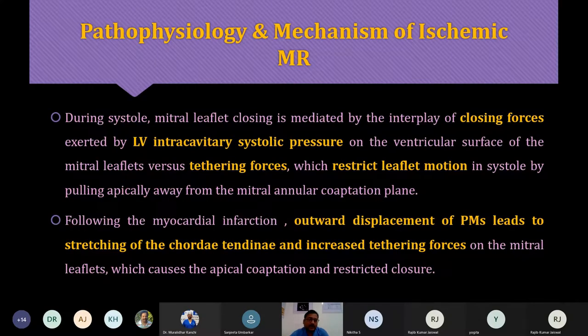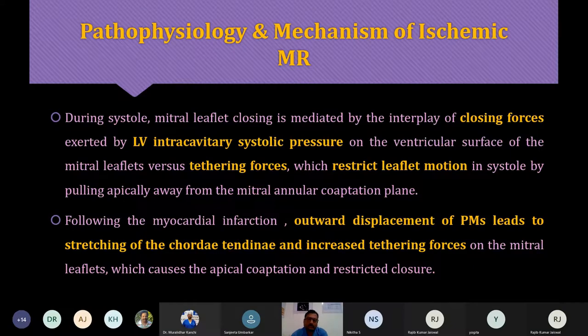As I told you, during systole, mitral leaflet closing is mediated by the interplay of closing forces, which are exerted by the LV intracavitary systolic pressures on the ventricular surface of the mitral leaflets, versus the tethering force, which restricts the leaflet motion by pulling the leaflet apically away from the mitral annular coaptation plane. So basically, it is a coupling between these two forces.